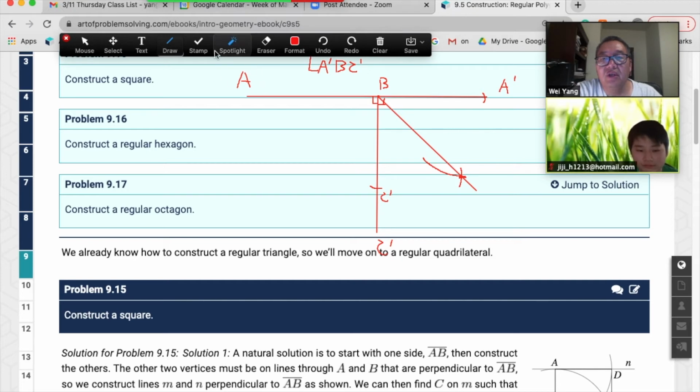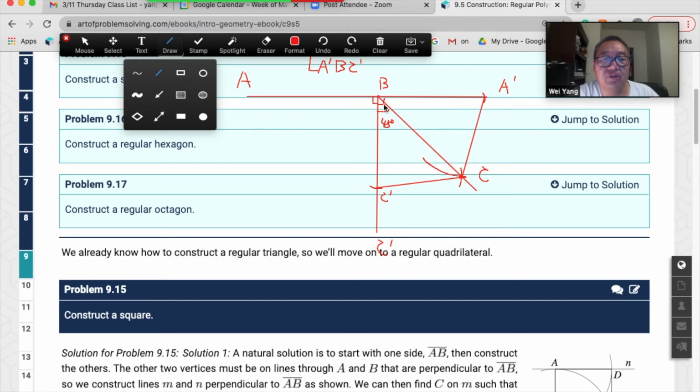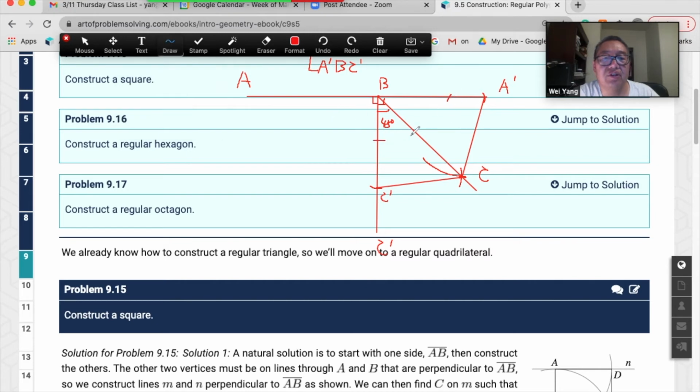Suppose this point we call C, because this angle will equal 45 degrees. Do you know how we can prove this? Because if you connect A prime, C, and this one, you can see we have two triangles, BC prime C and BCA prime. These two triangles are congruent, right? Because this side equals this side, shared, and this side also equals this side. So that's SSS, three pairs of sides are equal. So these two triangles are congruent.